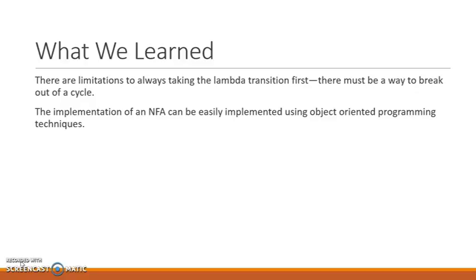So what we learned from this is that there are those limitations to always taking that lambda transition first. So there would need to be a way to break out of that in a real implementation of this. And we also learned that the implementation of an NFA can be easily implemented using an object-oriented programming technique.